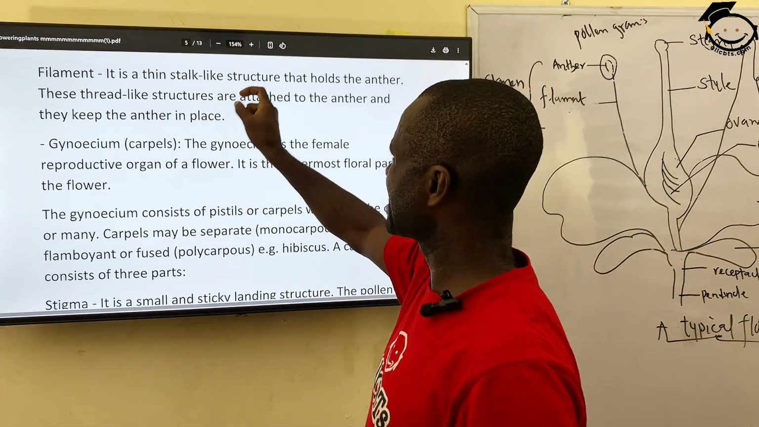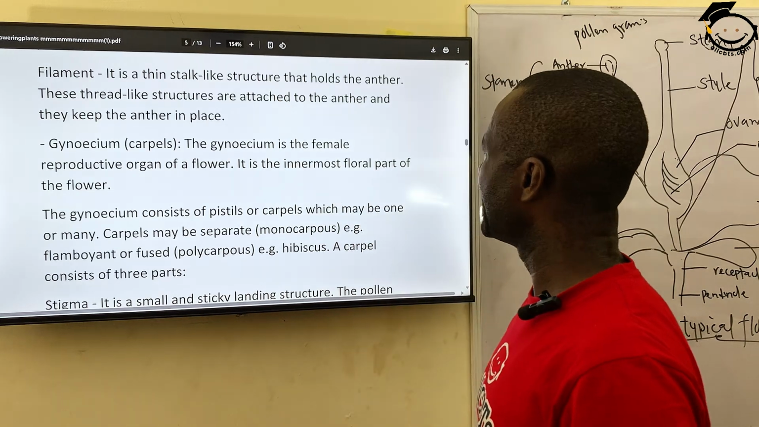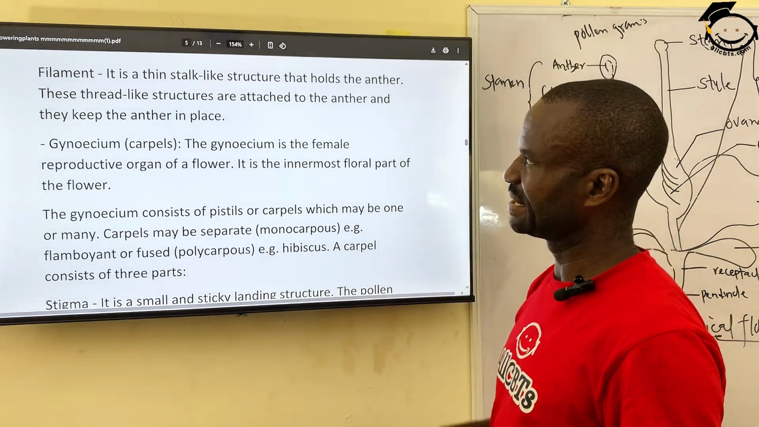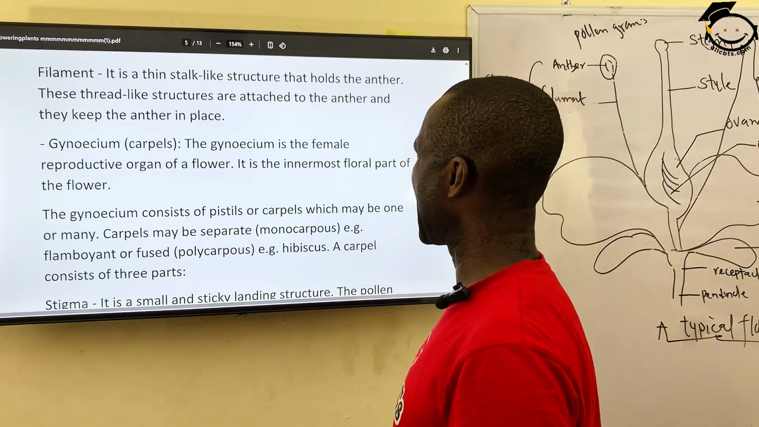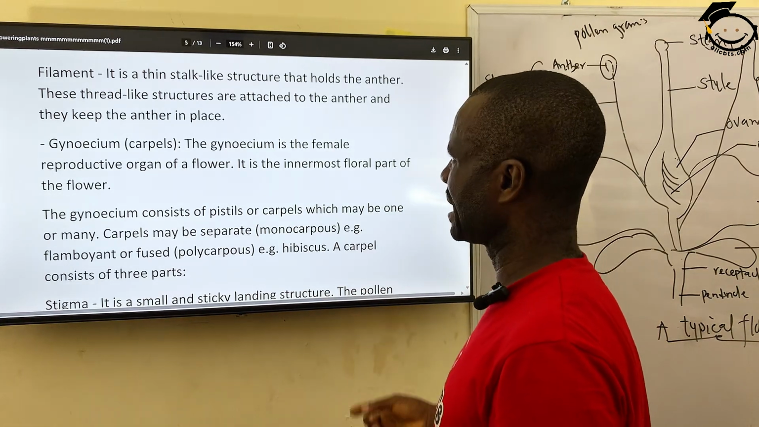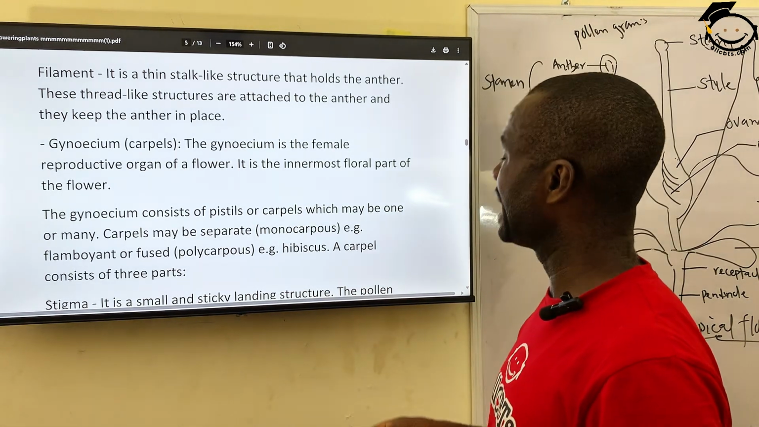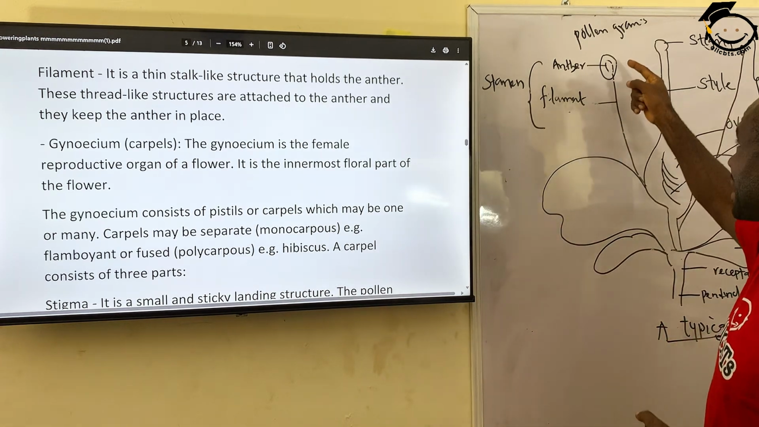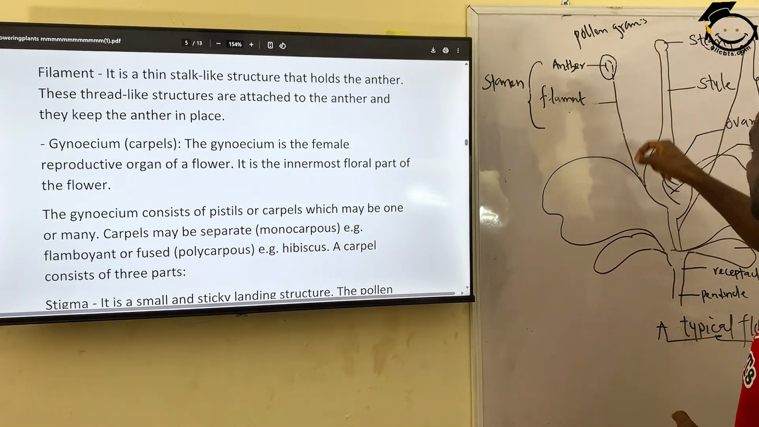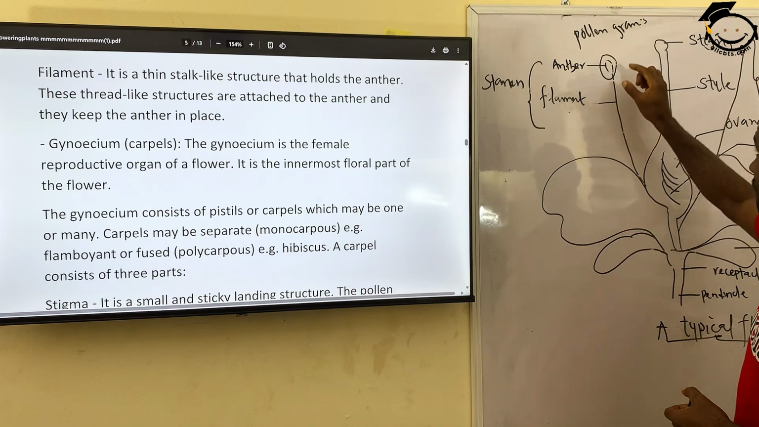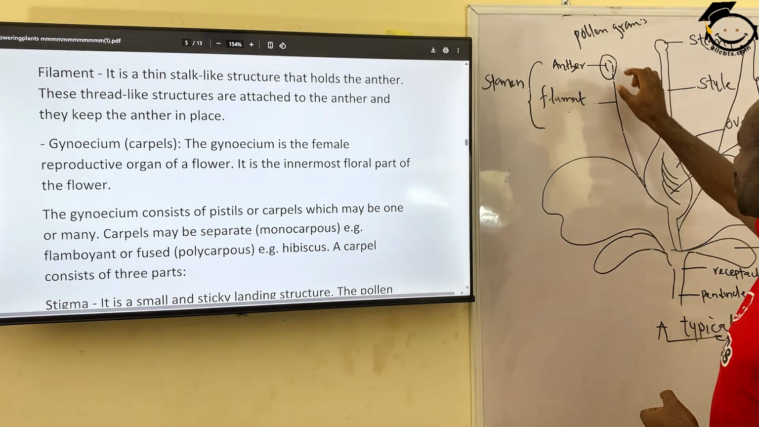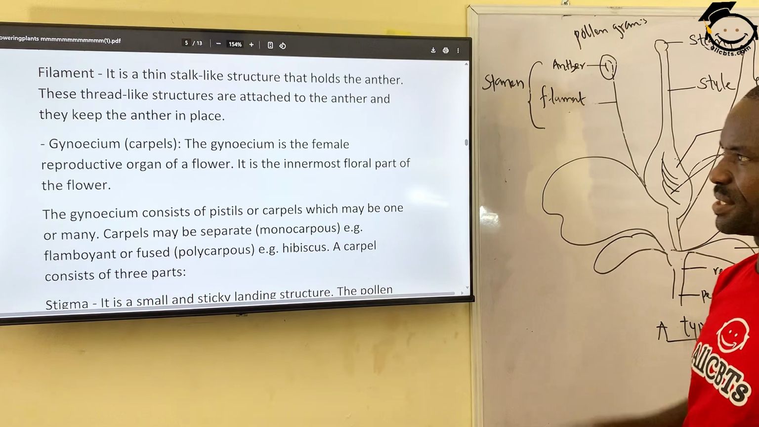It is a thin stalk-like structure that holds the anther. This thread-like structure is attached to the anther and keeps the anther in place. It's very, very thin, just like a needle, just like a very tiny thread holding this in. So fragile. The function is just to hold this anther in place.